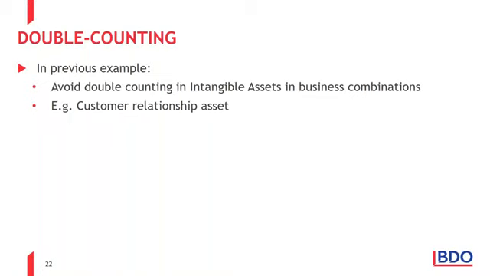This is an example of a trap you can fall into about double counting. Because in measuring your customer relationship asset, let's say on a discounted cash flow basis, you could inadvertently include in that the entity Z cash flow trail. But then by recognizing the entity Z cash flow trail as a separate instrument, you will have double counted the assets on your business combination.